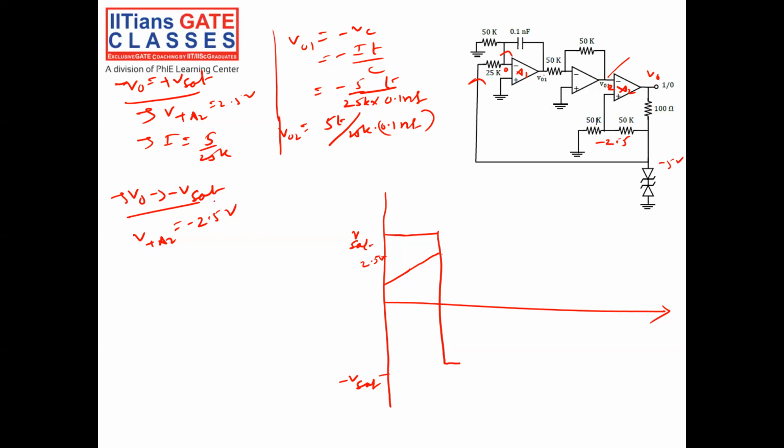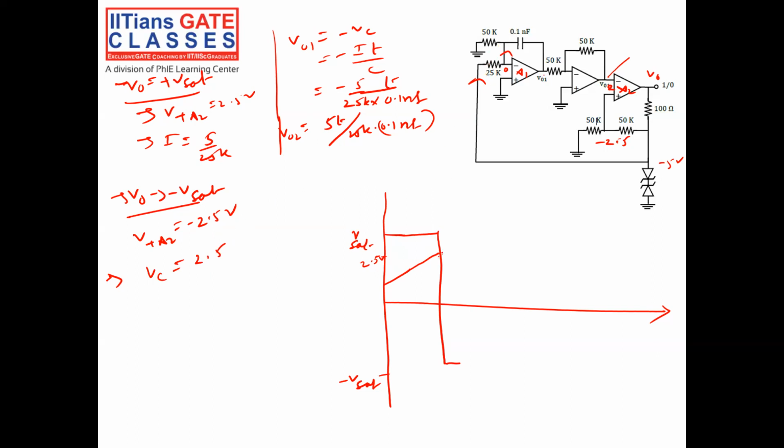Now what will happen to my capacitor? Capacitor was initially minus 5 into T by this one. Now what is V01? V01 will be whatever voltage it is there, 2.5 volt. Now what will happen to current? First let us calculate VC. VC will be 2.5, already there, because when I reach here, it is 2.5 volt.